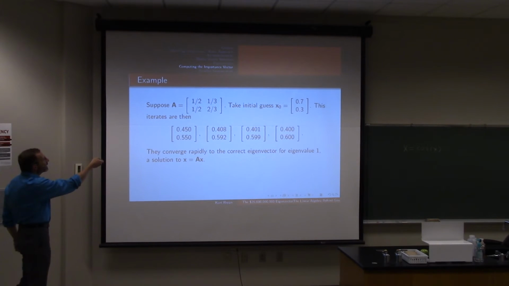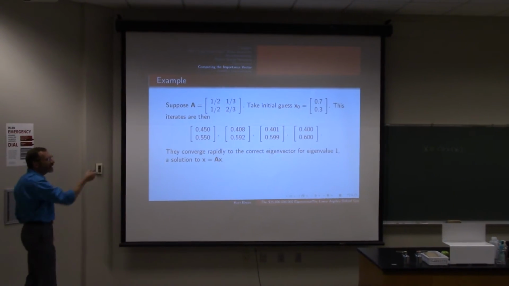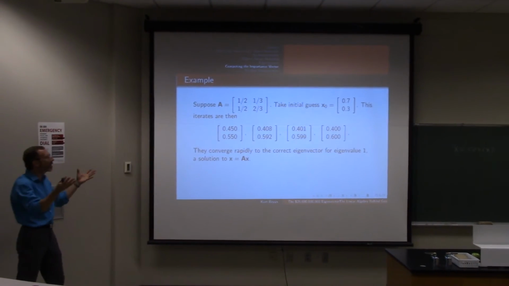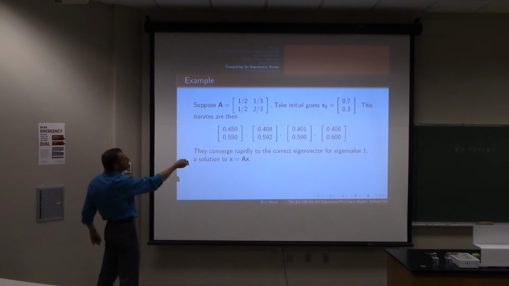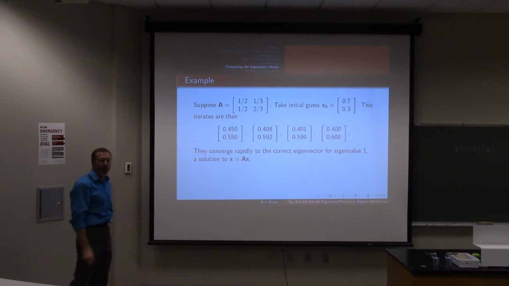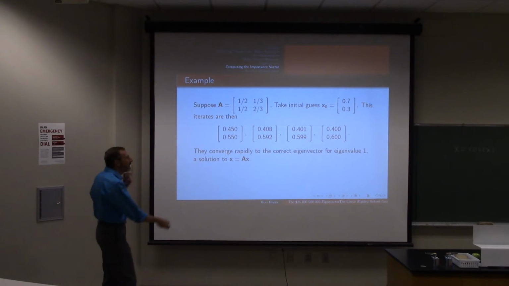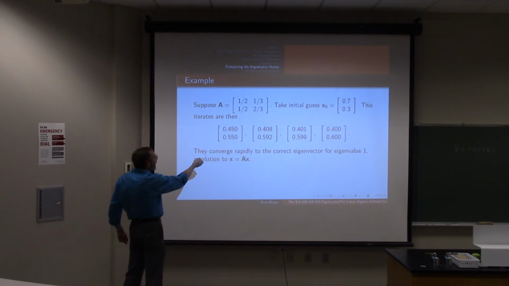This is a matrix A that I made up that is column stochastic. It doesn't correspond to any web, but nonetheless the columns sum to 1. And I took as my initial guess at an eigenvector for this matrix 0.7, 0.3. And then I took that guess and I multiplied it by A, and again, and again. And look at what happened after just 4 lousy iterations. Look at how fast the components stabilized to 0.4 and 0.6.